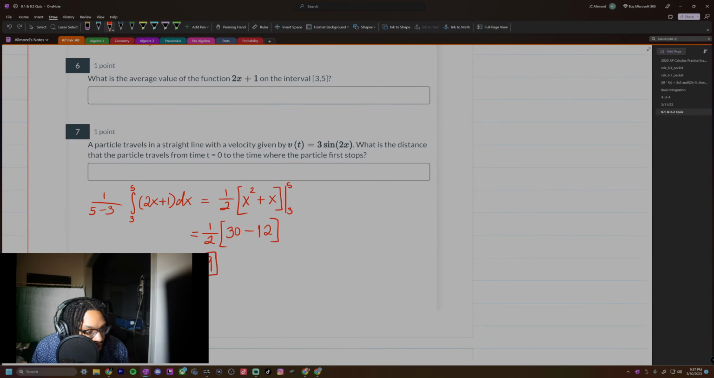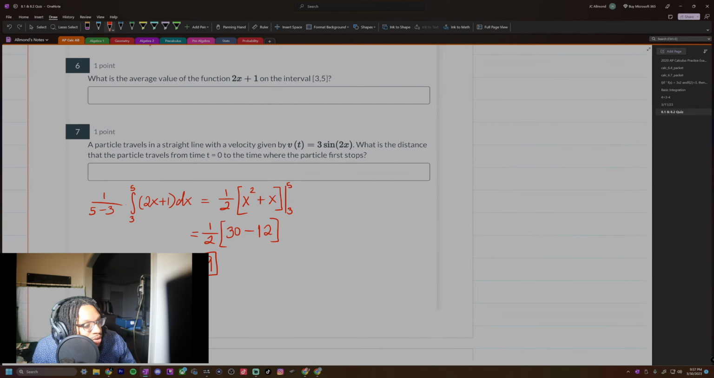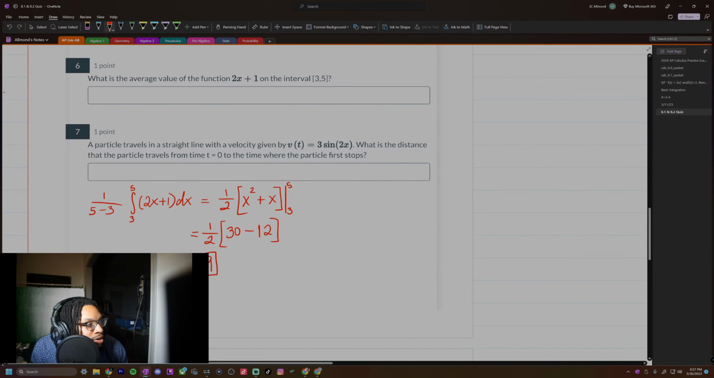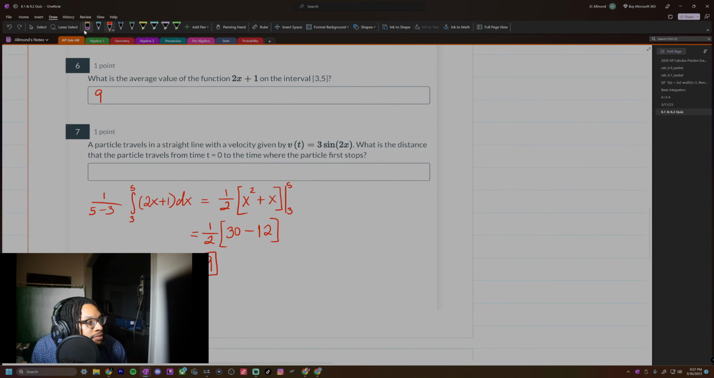It's a little bit of trig, which could be an annoyance. 30 minus 12, yeah, that's 18. 18 over 2 is 9. For number 6, I got 9. All right, number 7.